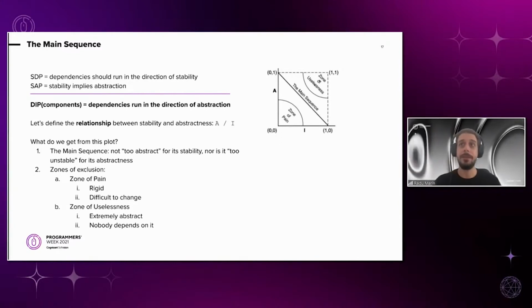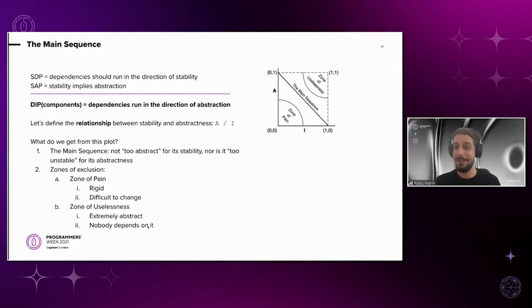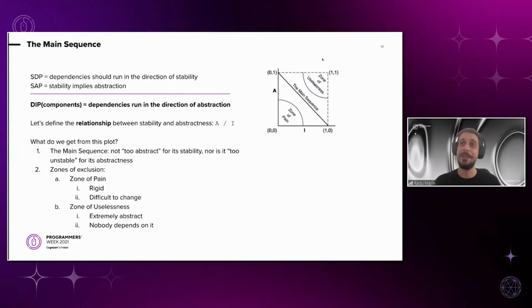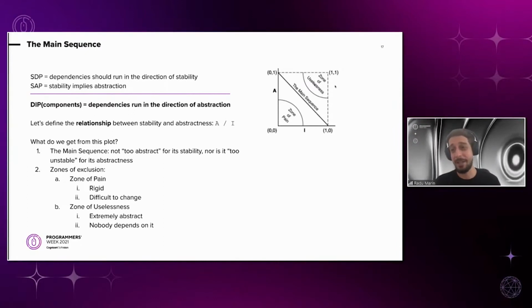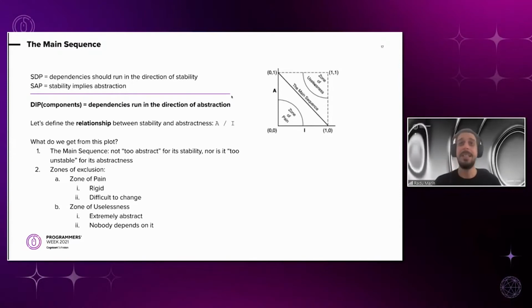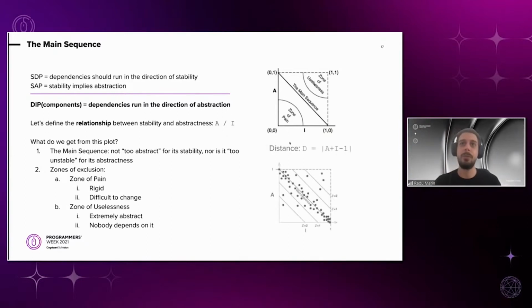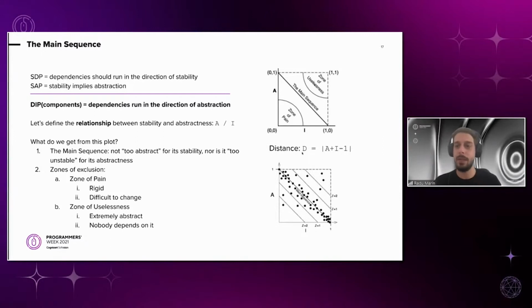And then we have the zone of uselessness, where everything is completely abstract and nobody needs it. So if you've developed software that got into the zone of uselessness, I'm sorry, I know it happens. But okay, these metrics tell us where we are, but how do we drive decisions on refactoring? So what we want to do is compute our distance for every component that we have. Let's compute its distance from the main sequence.